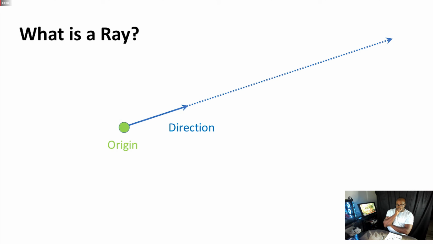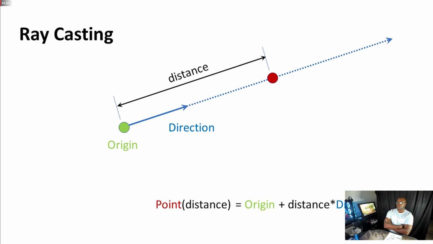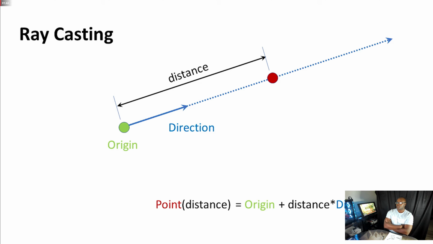Let's start with the basics. What's a ray? Well, a ray is defined by just two things. It has an origin, some point in space, x, y, z, and a direction. And ray casting is the idea of taking that ray and shooting it out in that direction and finding what gets hit. And this is not a rendering algorithm, it's just a basic tool in the toolbox. You can use it however you want.